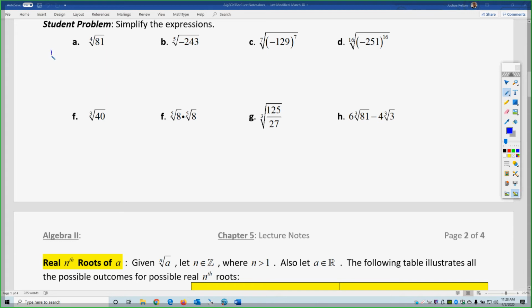81, that is 9 times 9, which is 3333. So you have a group of 4, so the answer is just 3. That's a perfect root.